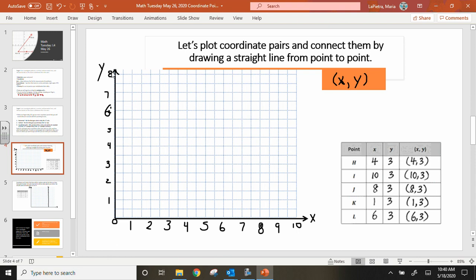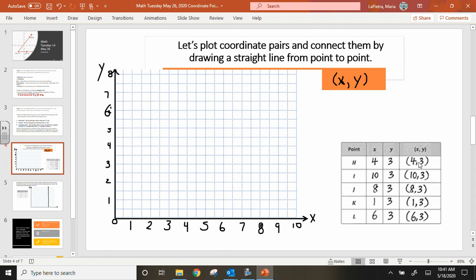I think we're good. So now, if you look at the x and the y, what do you notice about the y? The y is all the same. Okay. So the y will be 3. We won't go any higher on the vertical axis other than 3, because this is what it's showing you. The x and the y, and this is exactly how it's written. The x first, the y second.